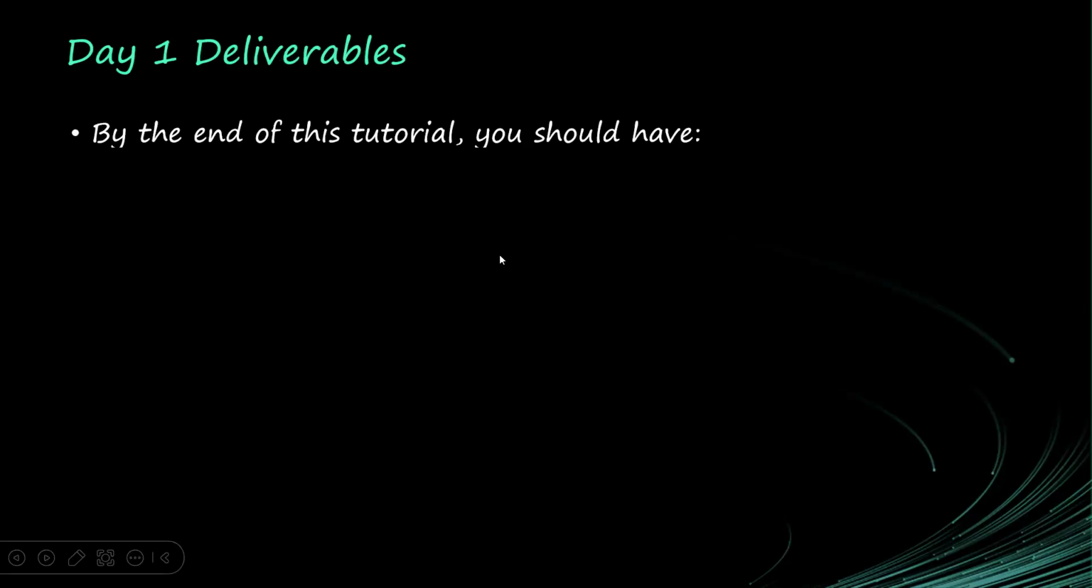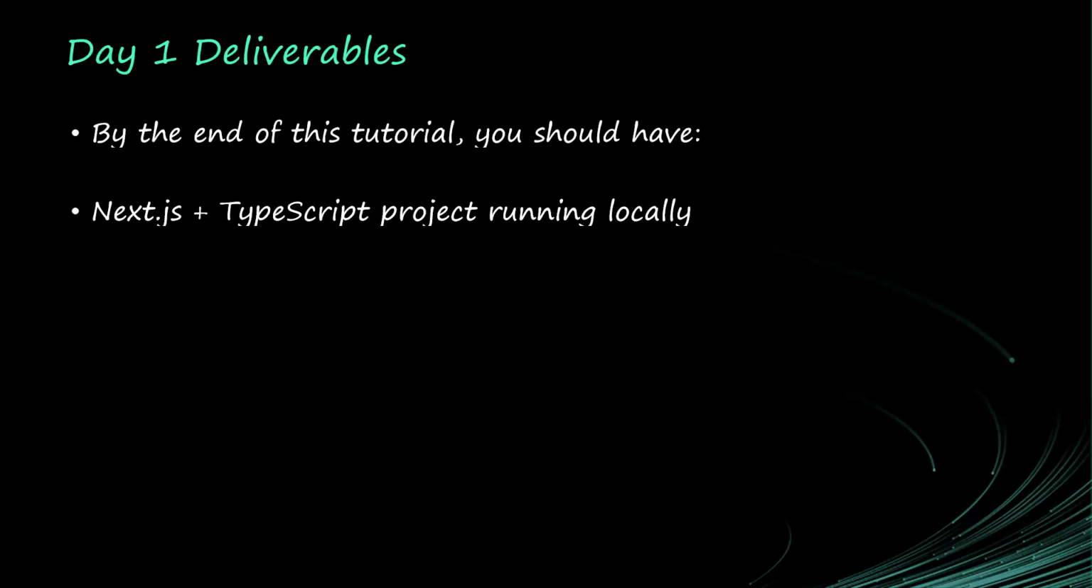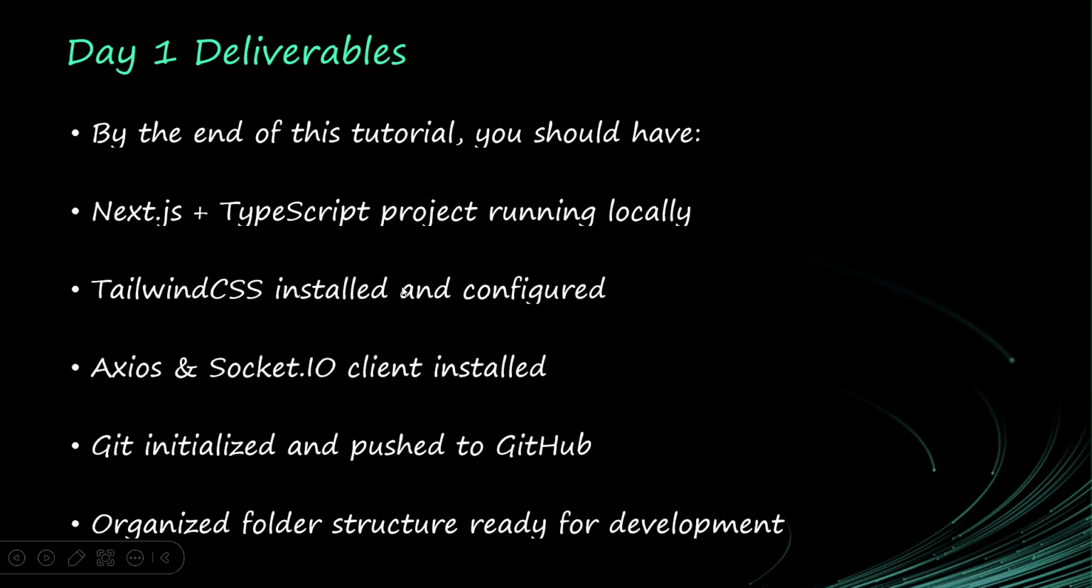So by the end of this video, you have successfully installed and run your Node.js. Tailwind CSS is installed. Axios is installed. Git is installed, and we have done everything, and we have pushed it to Git.